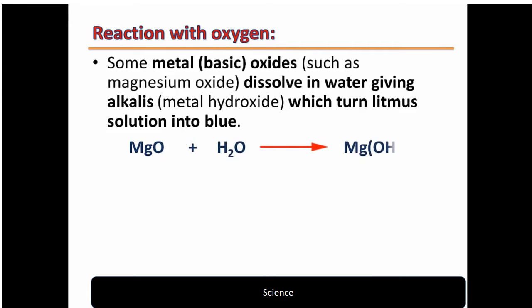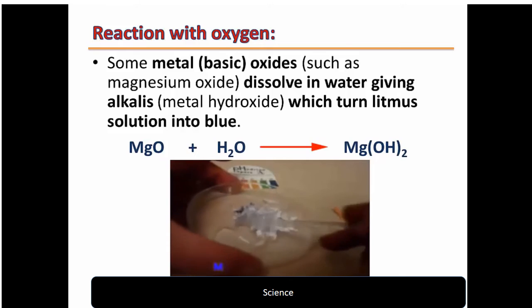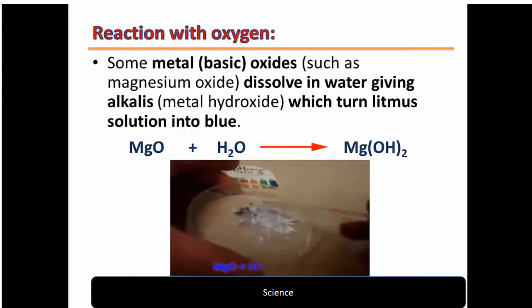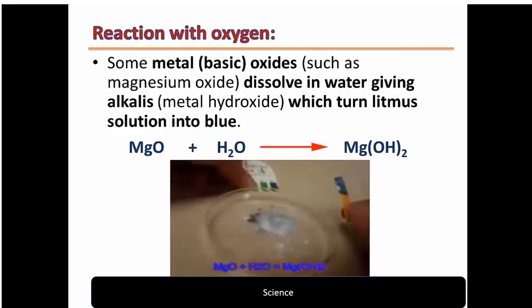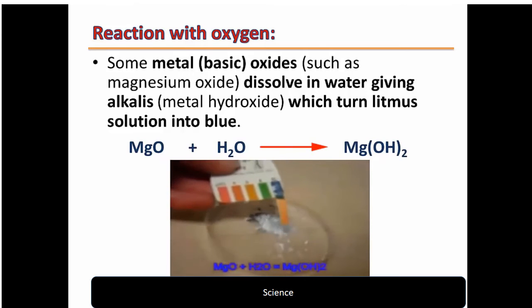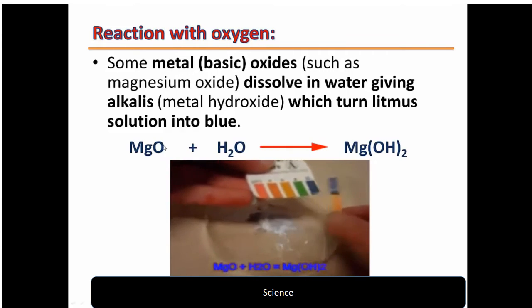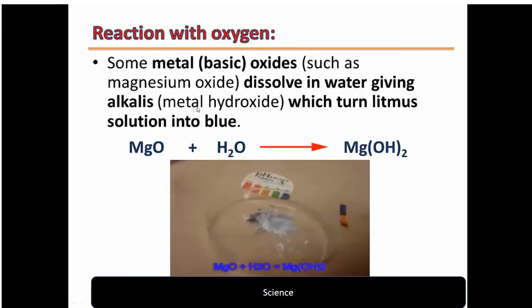Some metal or basic oxides, such as magnesium oxide, dissolve in water, giving alkalis or metal hydroxide, which turn litmus solution into blue. For example, MgO, which is magnesium oxide, plus water, H2O, it will give Mg(OH)2, which is magnesium hydroxide. This is the reason that metal oxides are called basic oxides, because they dissolve in water, forming alkaline solution.